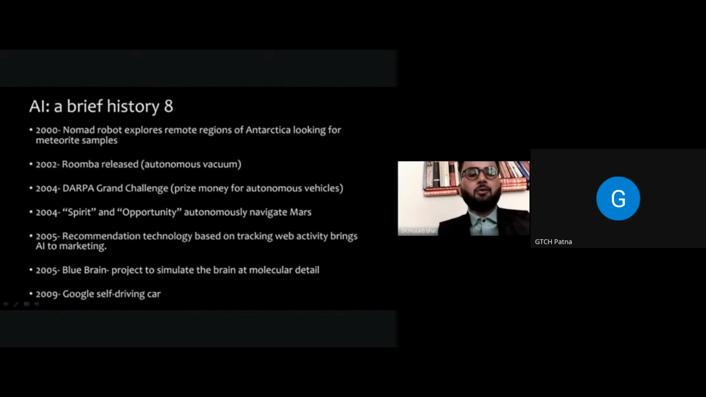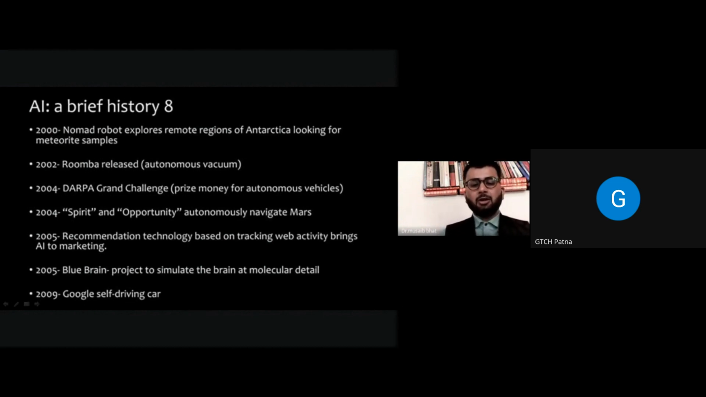In 2004 to 2005, recommendation technology based on tracking web activity brought AI to marketing. In 2005, the Blue Brain project. I want to talk about this. This project was launched in 2005. It gave us the molecular details and signaling of the brain, and it was able to decipher the working of the brain, from which neural networks were developed later.